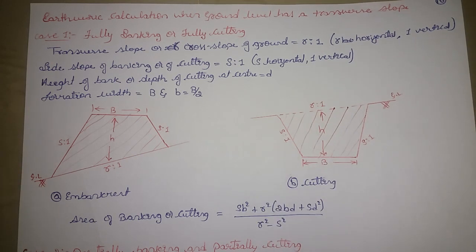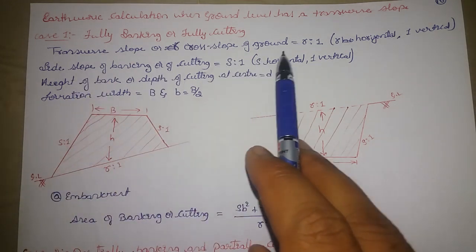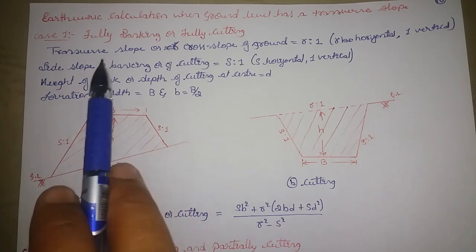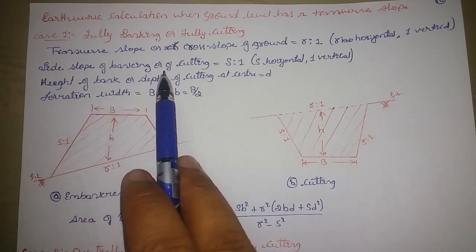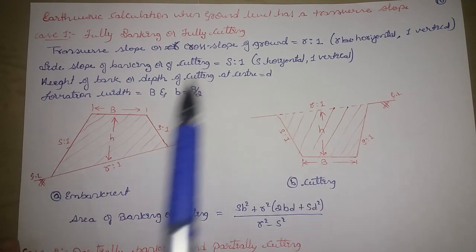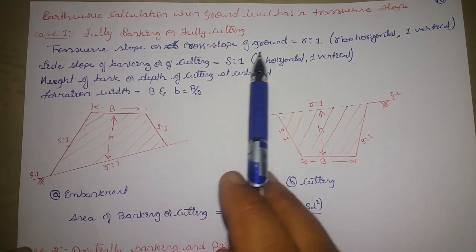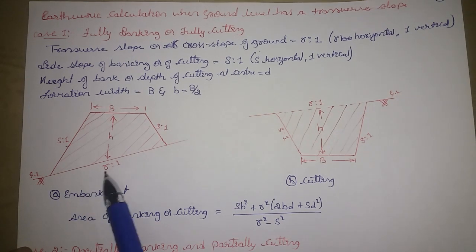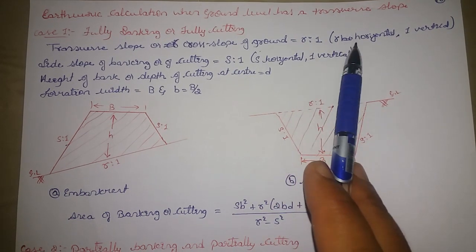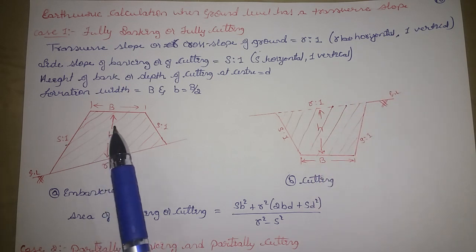The conditions are clearly mentioned in the diagram. The transverse slope or cross slope of the ground is r to 1, where r is horizontal and 1 is vertical, and the side slopes of the banking or cutting are s to 1. You can see here this is s to 1, and r to 1 is the transverse slope or cross slope of the ground, where r is horizontal and 1 is vertical.